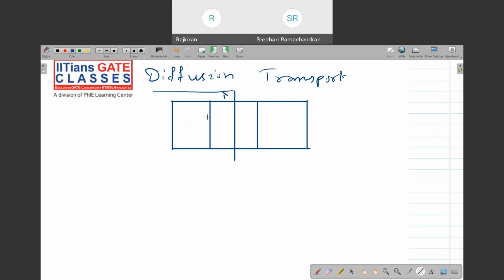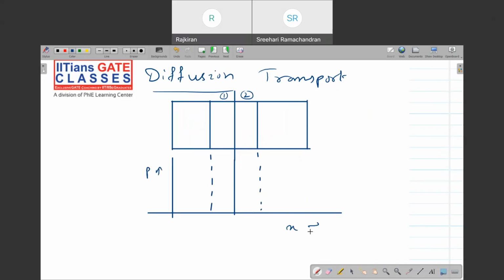This is region 1, and this is region 2. Then we want to find the net flux. Suppose we plot the concentration versus distance. This is the concentration, this is the distance, and this is my semiconductor.